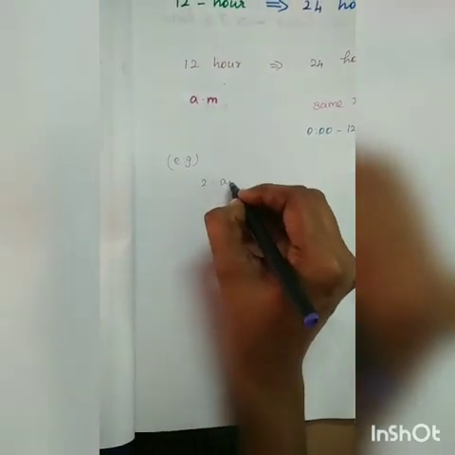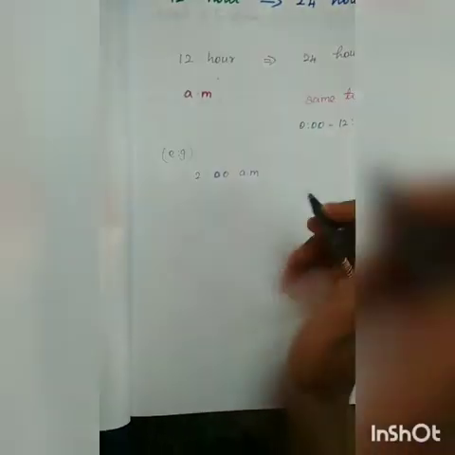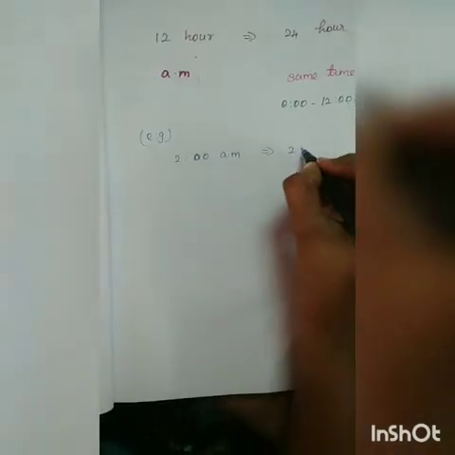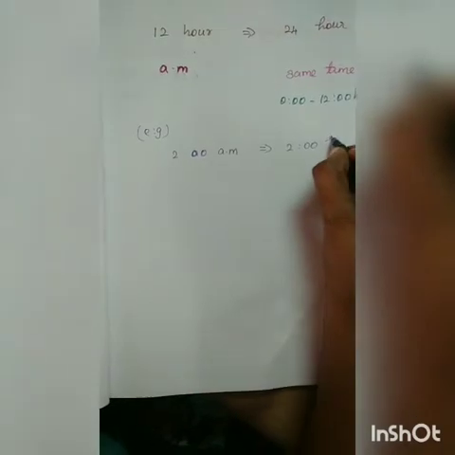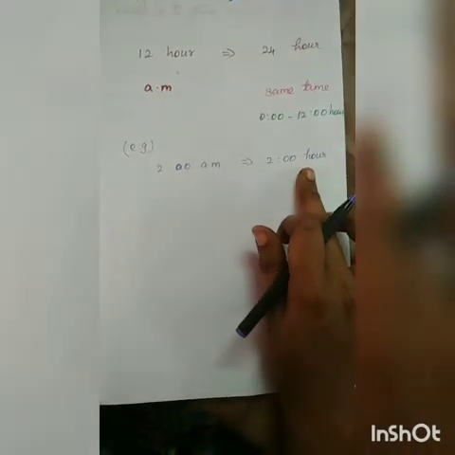2 AM in the 12-hour clock. Then the same time in the 24-hour clock: only the time period changes. You write in hours, 2 hours.